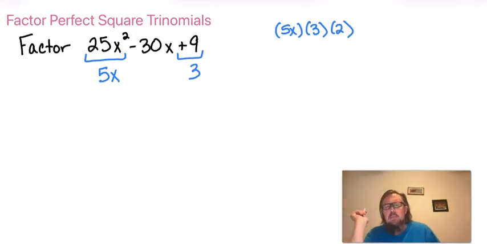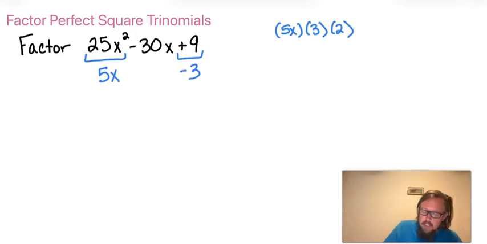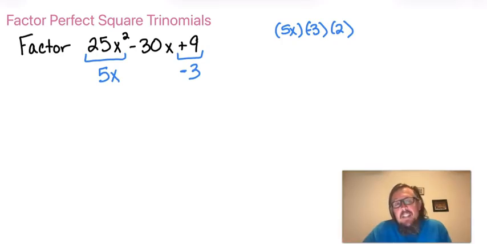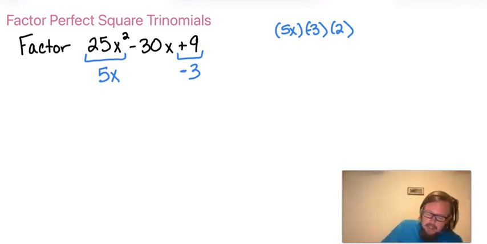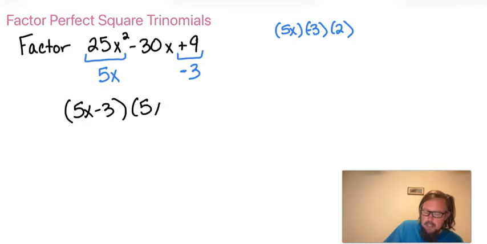Now you may be thinking, well, yes, that's 30x, but don't we need negative 30x? We do. We need negative 30x, but we can solve that problem just by making this 3 a negative. It turns out the square root of 9 is 3, but the square root of 9 is also negative 3, because negative 3 times negative 3 is positive 9. So we can do it that way as well and have negative 3. So this is a perfect square trinomial, and the factor would be 5x minus 3 and 5x minus 3.